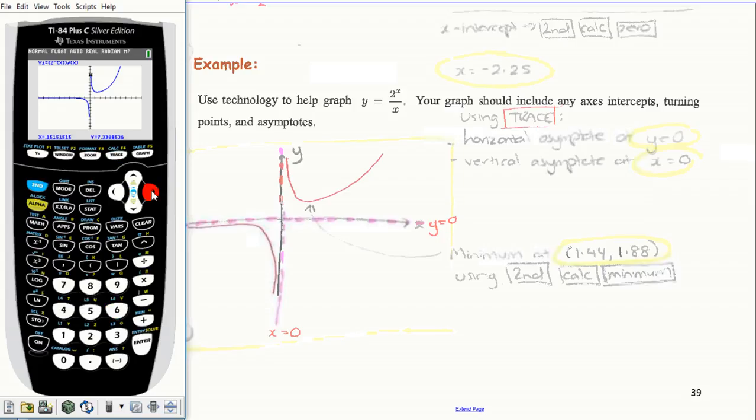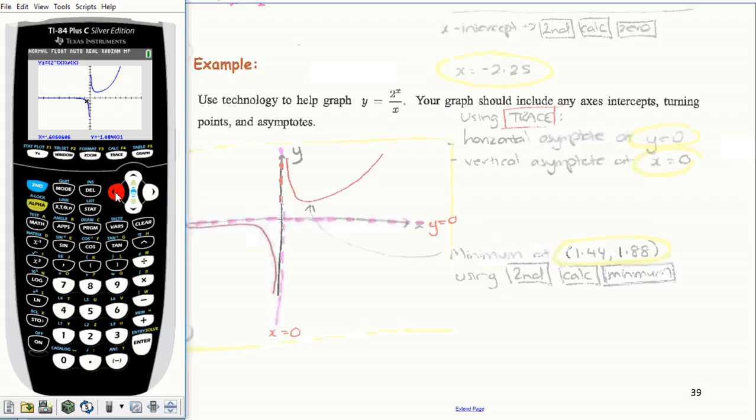So trace x, it's looking pretty close to 0. That's moving away from 0 though. Yeah, it's getting closer and closer to 0, but not quite touching. So x is 0 for this, x is 0 for that one. Horizontal asymptote will cut through y. So let's see, what is this y value getting closer and closer to? Keep an eye on the y.